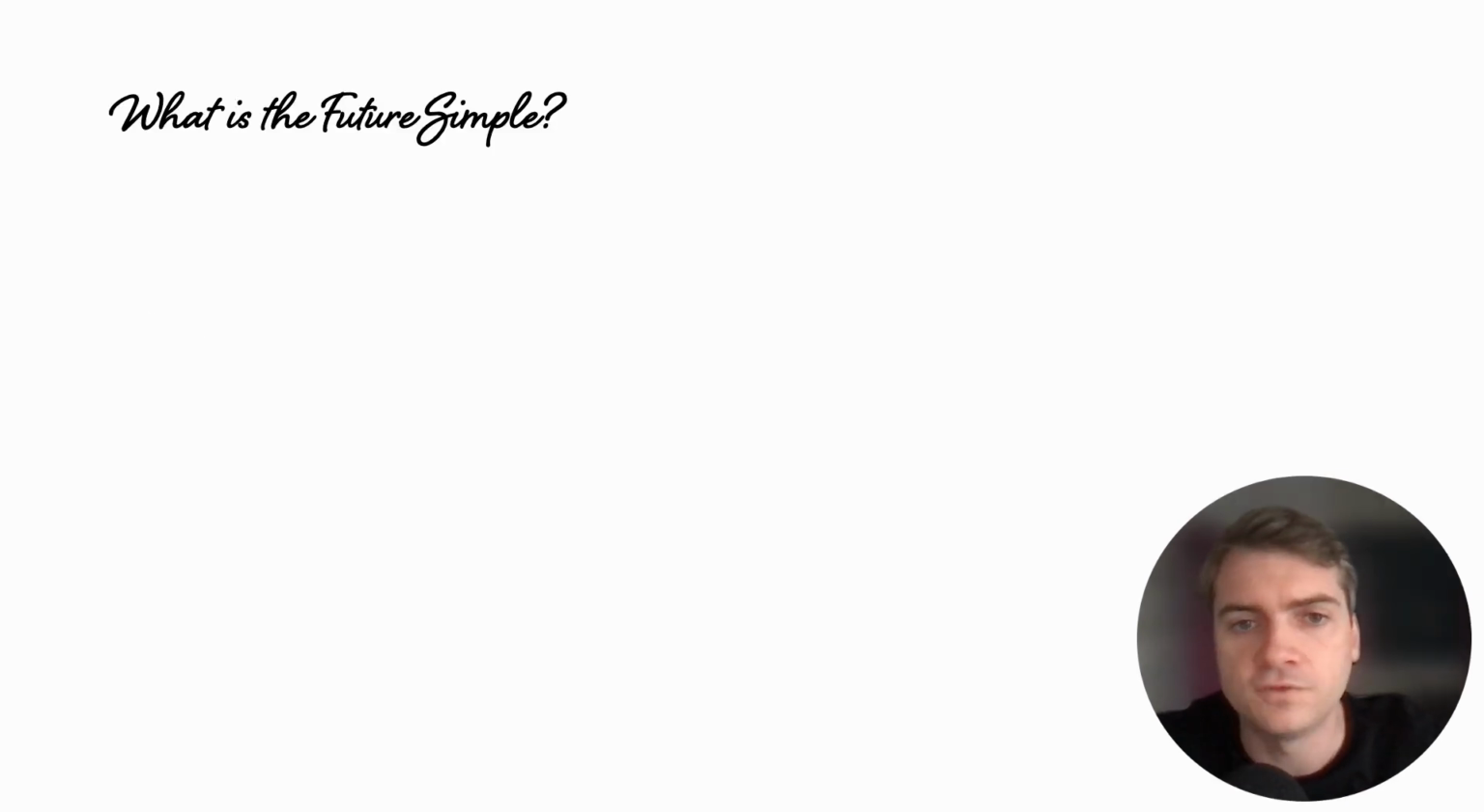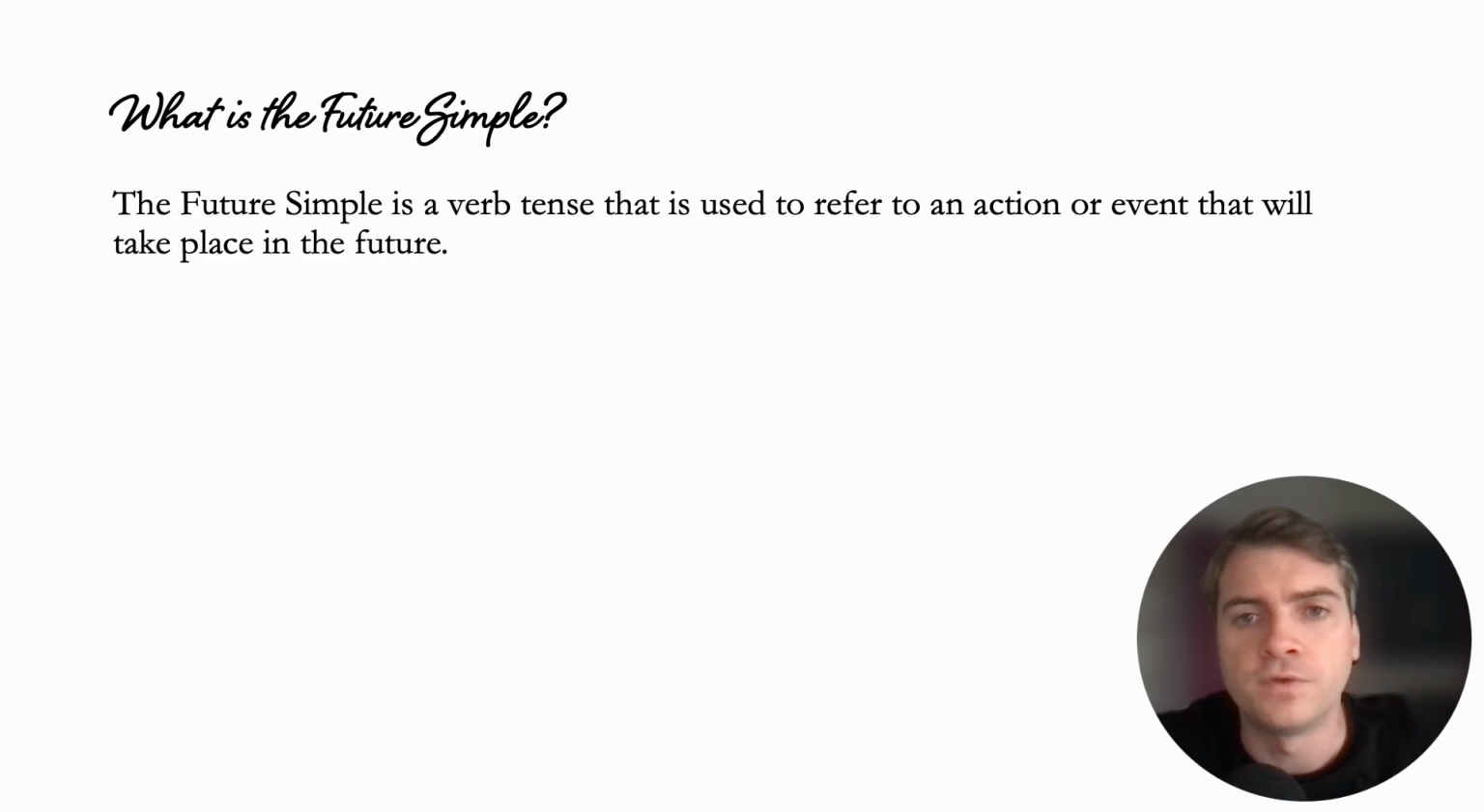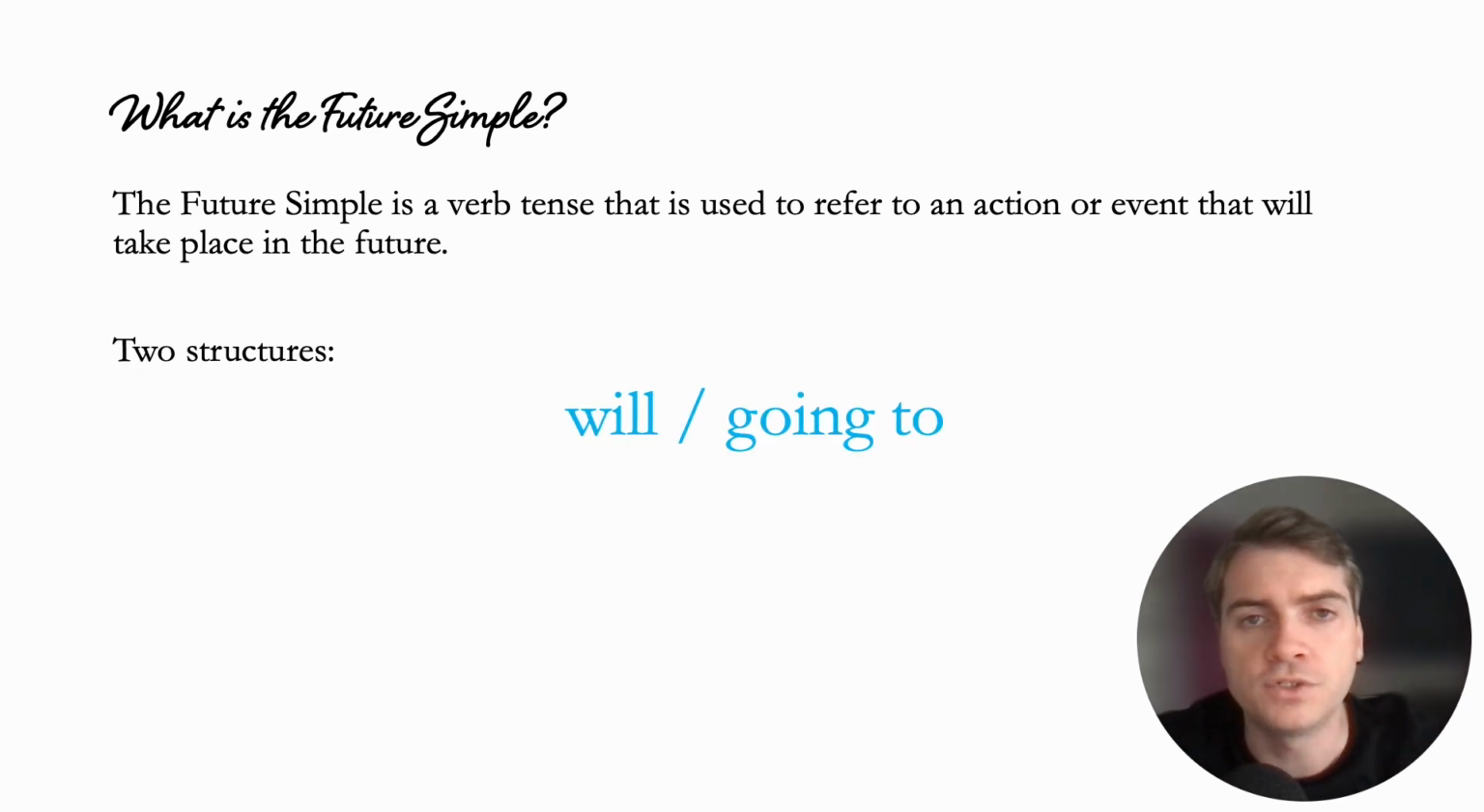So what is the future simple? The future simple is a verb tense that is used to refer to an action or event that will take place in the future. The two structures for the future simple involve either using will or going to, and in this lesson, as I already mentioned, we're going to cover will.